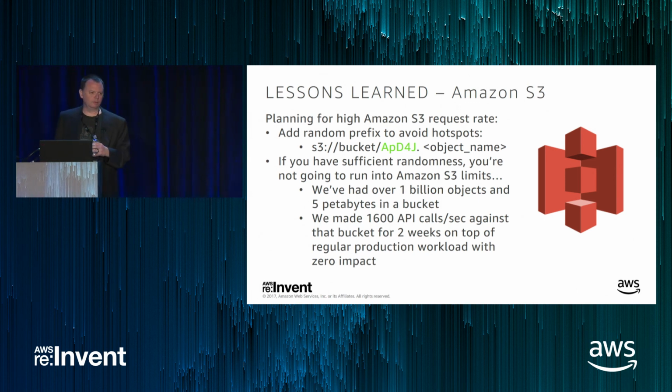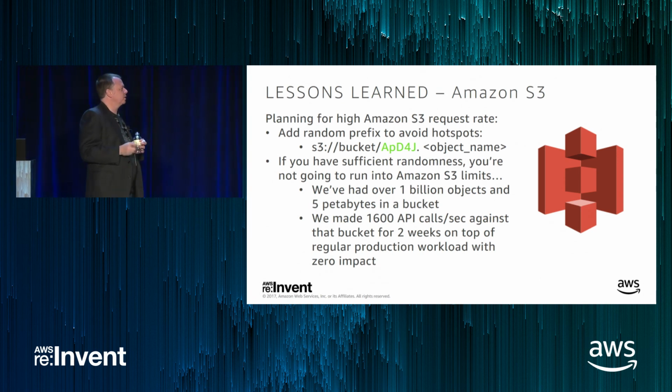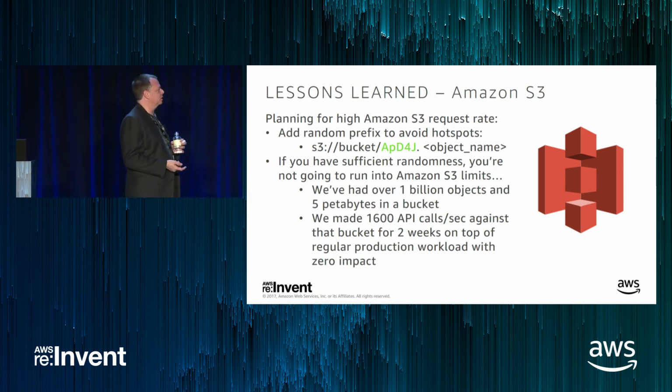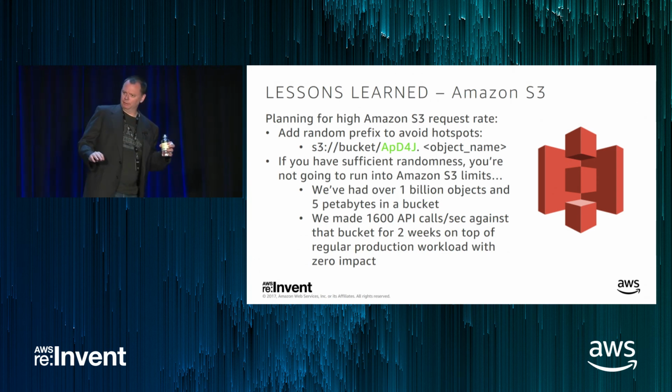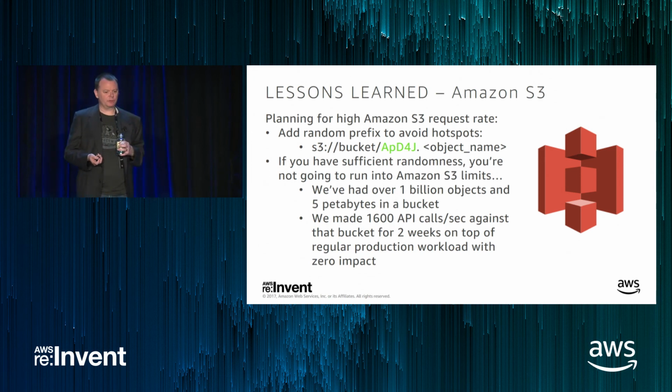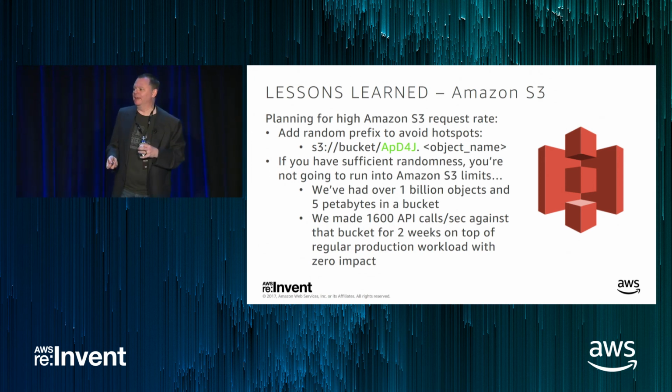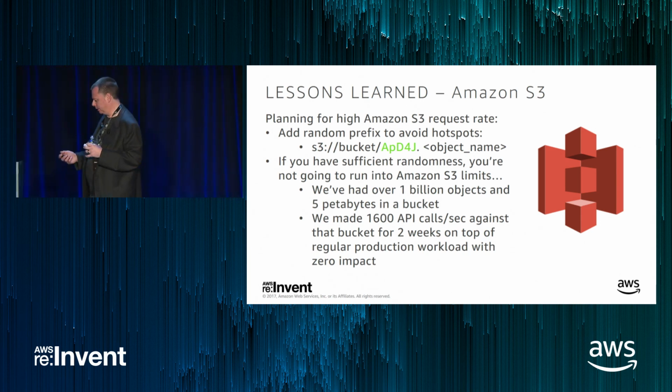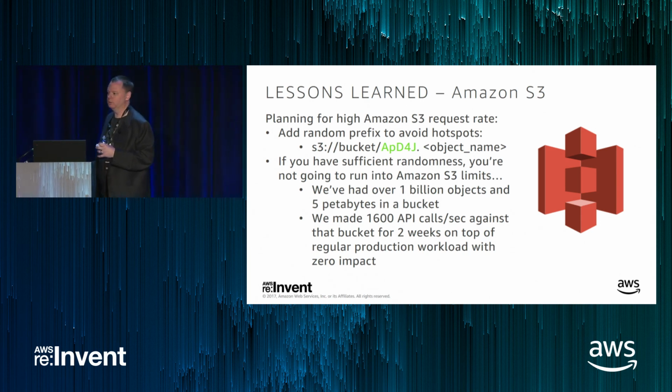Adding some randomness, 5 bytes for us, has been way more than sufficient, talking to the S3 team. Adding sufficient randomness at the beginning of the object name will completely alleviate that problem. We've had over 1 billion objects and 5 petabytes in a bucket. That's by far not the biggest bucket in US West 2, for instance. And that was our production bucket. While it was taking regular production workload, we had an additional workload that we needed to run against it. It was 1,600 API calls per second for 2 weeks straight, and it didn't have any impact. I don't think that would have been the case had we not arranged the data well to begin with.